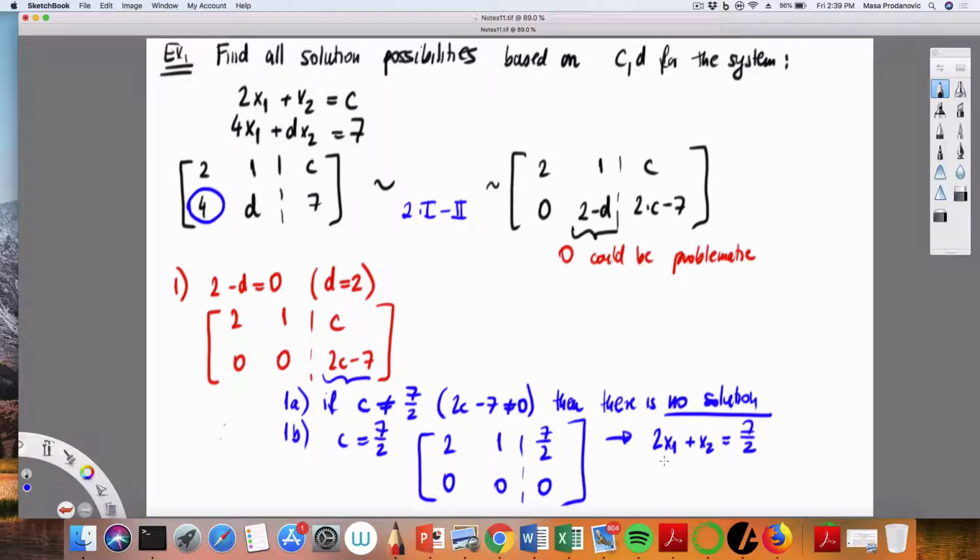So you can also look at it as a parameter. x2 is 7 over 2 minus 2x1. So for any x1, this is my x2, right? I have infinitely many combinations of solutions. So infinitely many solutions.